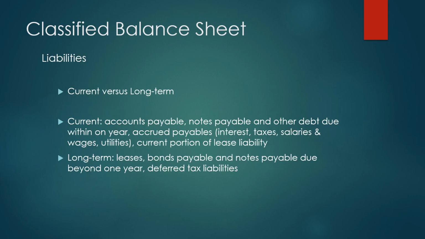Liabilities are going to be classified as either current or long-term. They're current if they're going to be paid within 12 months of the balance sheet date. They're long-term if they're going to be paid after that period.